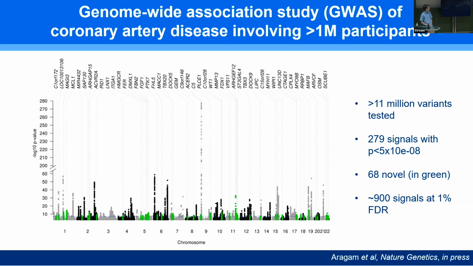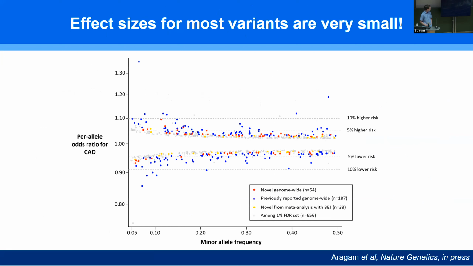So, what we've learned in the last 20 years is that diseases like heart disease are hugely what we call polygenic. Across the whole genome, there's statistical associations. The other thing we've learned is that actually, because of that, most of these signals individually are very, very small.